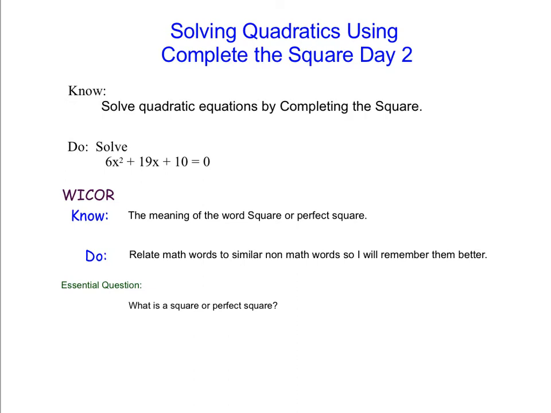For our vocabulary, the idea of a square or perfect square. Remember, if I talk about a perfect square, I'm talking about things for example, 36. The square root of 36 is 6. The square root of 49 is 7, and so on and so forth. And then our essential question today: what is a square or perfect square? That is what I just kind of talked about. All right, let's go ahead and begin our lesson for today.